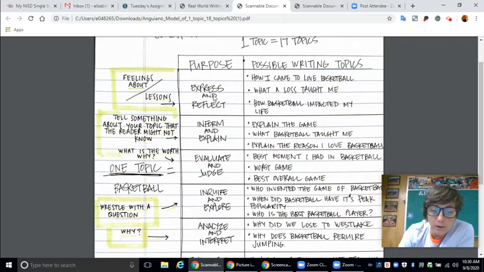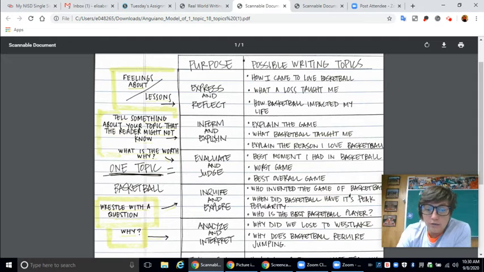Within this purpose of express and reflect, I can write 3 essays. One of the essays would be about how I came to love basketball, what a loss taught me, how basketball impacted my life. So these are feelings, and these are lessons. To inform and explain, I have 3 bullet points. I could write 3 essays informing and explaining these ideas: explain the game, what basketball taught me, explain the reason I love it.